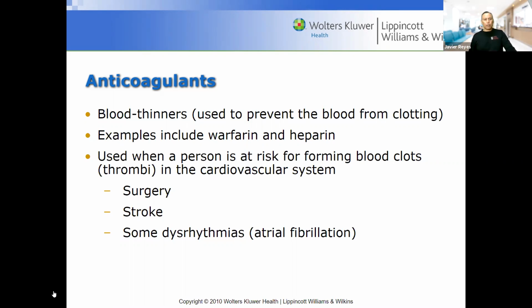Very serious complication. A person that has a history of stroke, they may be given at least an aspirin, or if not, something like Eliquis or some other kind of anticoagulant, or for dysrhythmias like atrial fibrillation.